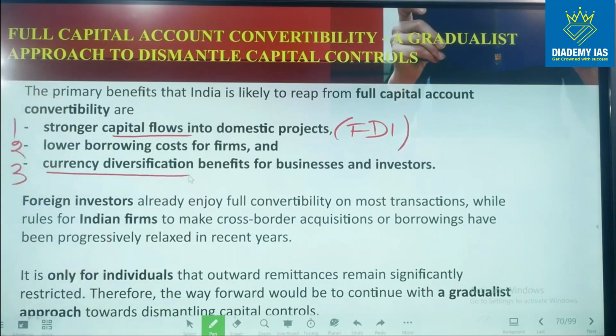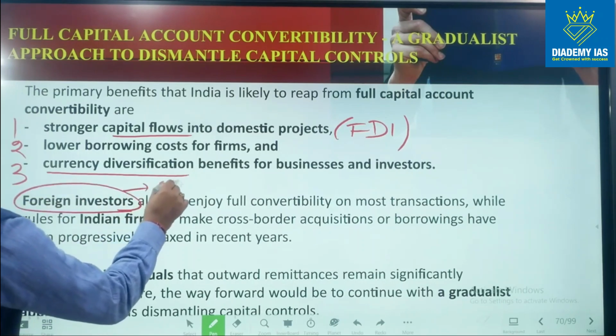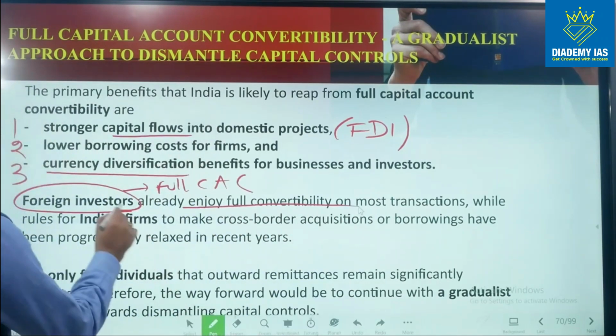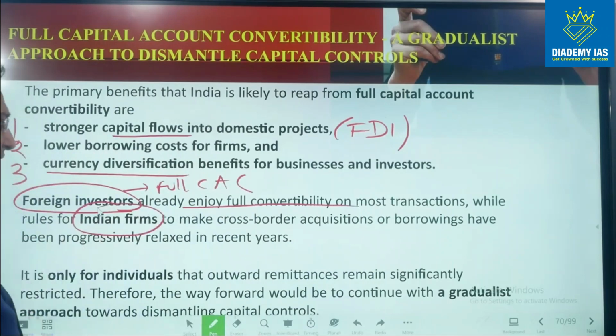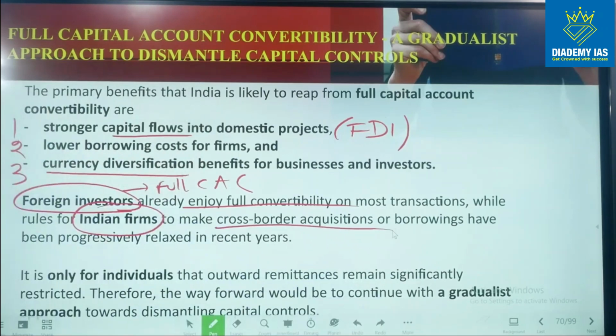The foreign investors already enjoy full convertibility on most transactions, while rules for Indian firms making cross-border acquisitions or borrowings have been progressively relaxed in recent years, right? So for foreign investors in the developed countries, there is full capital account convertibility, while in case of India, we have partial capital account convertibility. Therefore, to make cross-border acquisitions or borrowings, there are regulations, and the good news is that we are progressively relaxing those regulations.